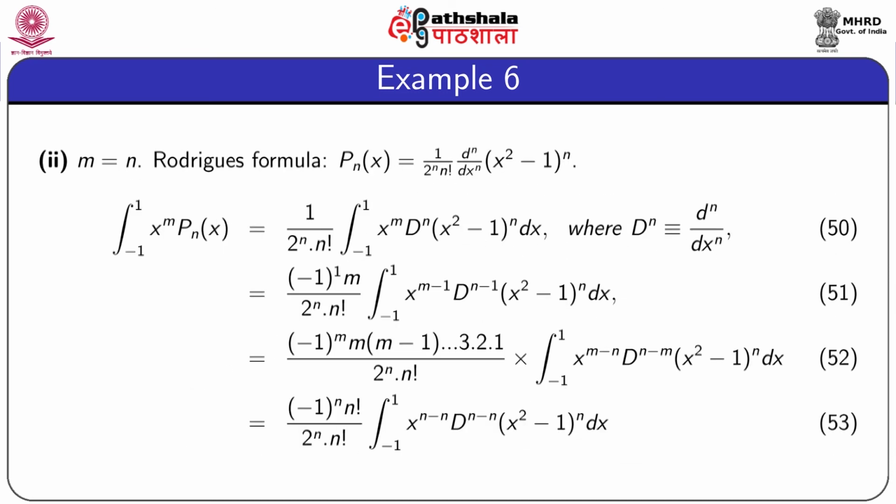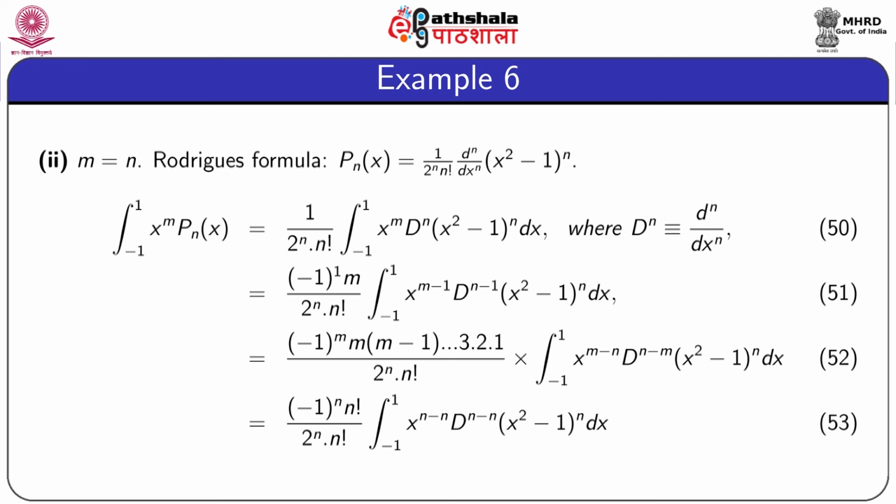In the second part, we consider when m is equal to n, and if you do that, you will be getting integration from minus 1 to plus 1 of x to the power m P n x is equal to, we use the same Rodrigues formula, which is 1 by 2 to the power n into n factorial, x to the power m, the nth derivative of (x square minus 1) whole to the power m dx.